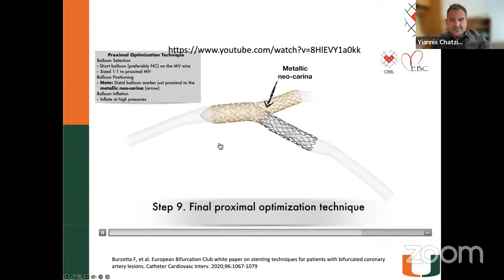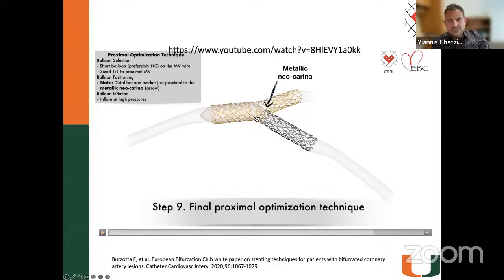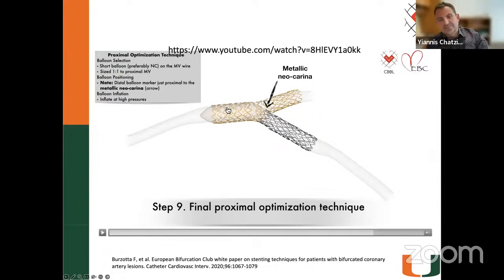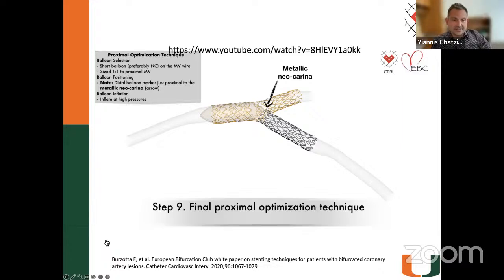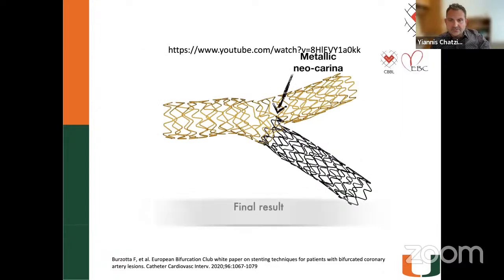And finally, POT. Keep in mind that for TAP, we don't need to go deep in locating the balloon because we have to respect the metallic neocarina. So the POT balloon should always be meant just to optimize the proximal main vessel and avoid deep dilatation, which might distort the neocarina. And that's essentially what we would expect to see.